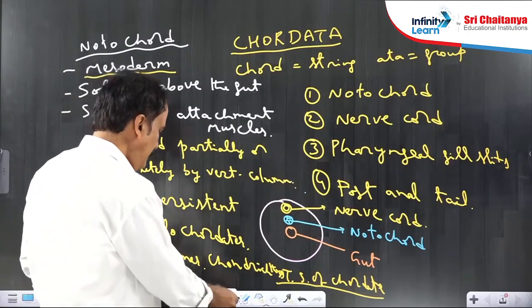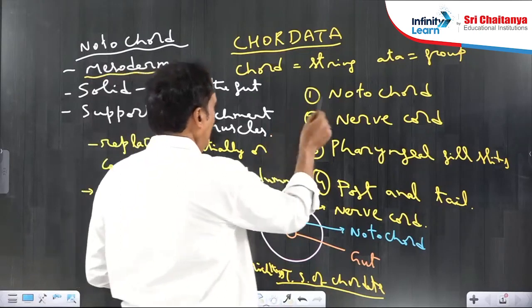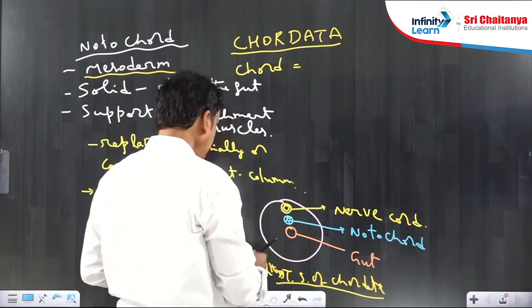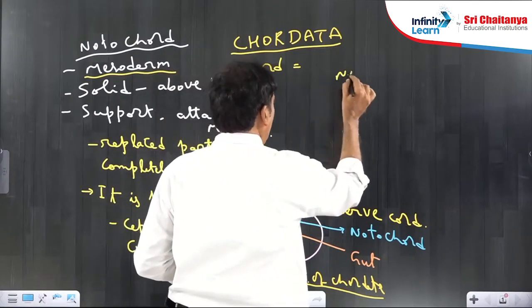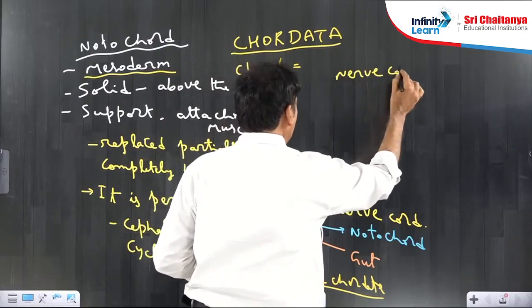The second structure is the nerve cord. The nerve cord develops from ectoderm.